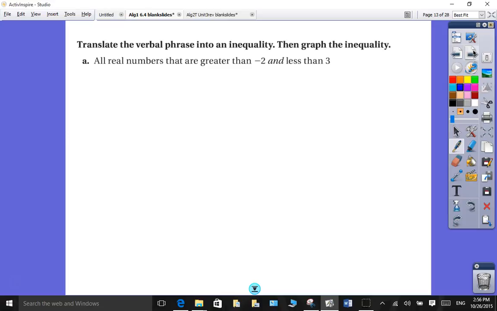Right? If I say all real numbers that are greater than -2 and less than 3, let me put these on a number line first. Okay, -2 is here, 3 is here.